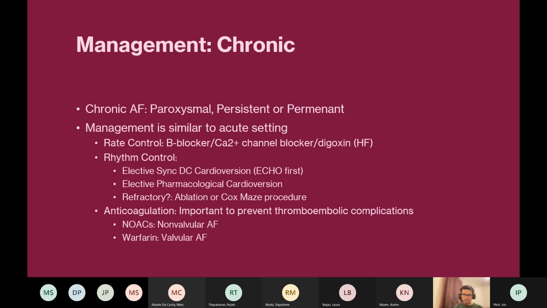Don't worry, you don't need to remember all this. The main thing is, like I said, rate control, rhythm control, anticoagulate. Anticoagulation is very important to prevent thromboembolic complications. Can somebody name some thromboembolic complications? Hint, it was the first half of this lecture. Yes, stroke. Stroke is the most common, but then also the first half of this lecture is also the next most common.